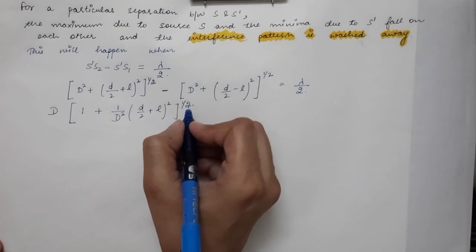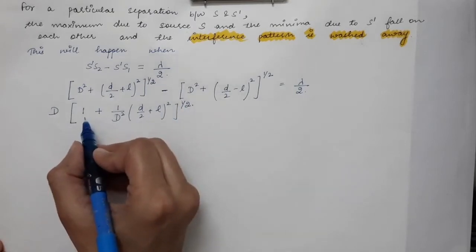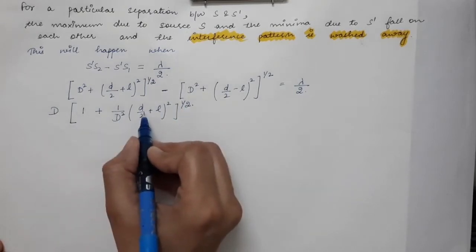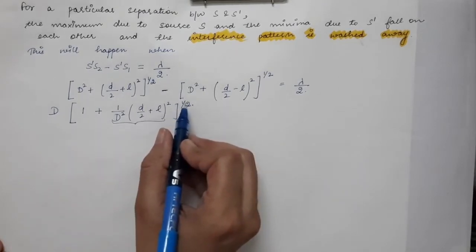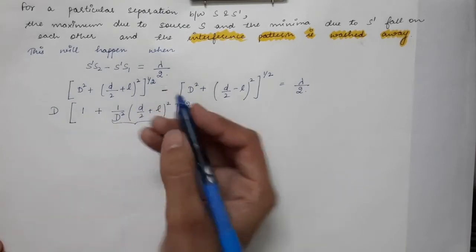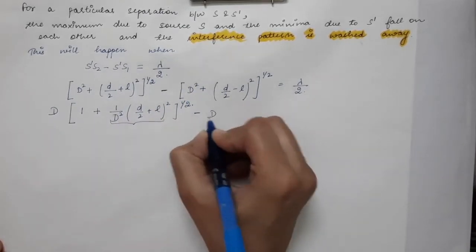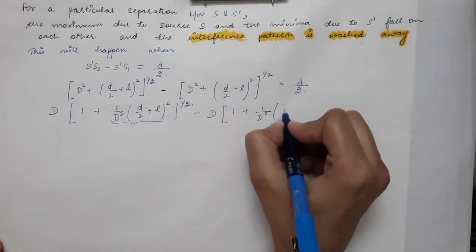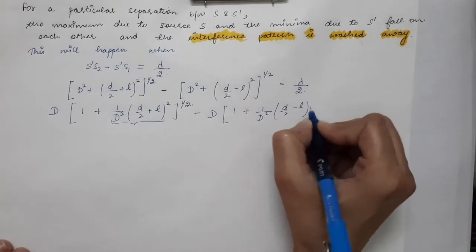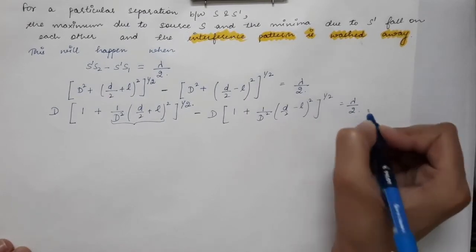So we are just about to use the binomial theorem. We are going to use binomial expansion over here, and for binomial expansion we must have (1 + x)^n. So this is (1 + x)^n. Therefore we have taken D square outside, and in the second term also we will take D square outside, and we will get capital D (1 + 1/D² (d/2 − L)²)^(1/2), and that must be equal to lambda by 2.